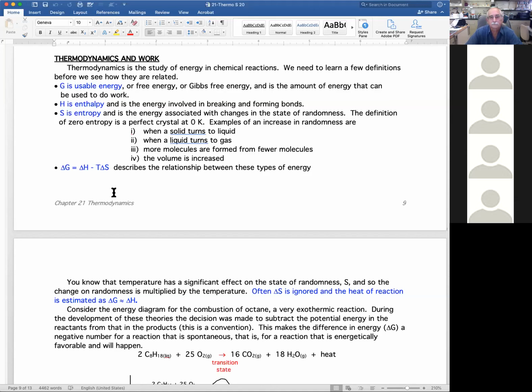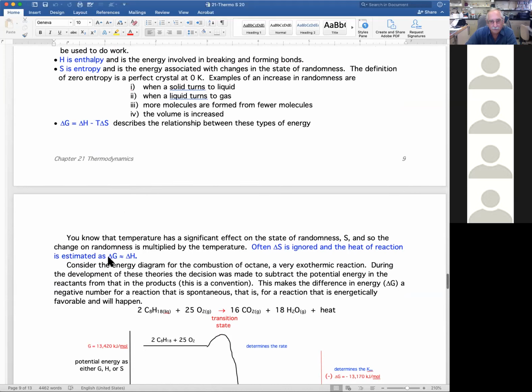Oftentimes, with chemical reactions, it's difficult to measure the entropy. So what they do is they ignore the entropy and they just talk about the heat of reaction, which is simply this estimation right here. Okay.